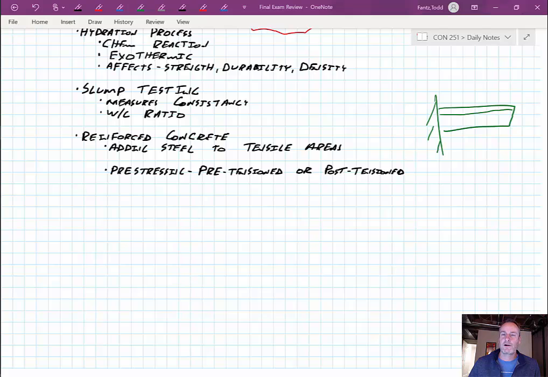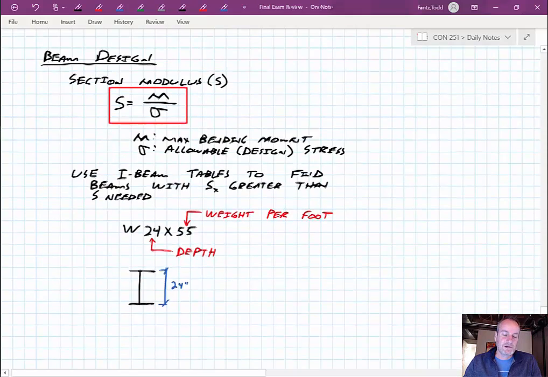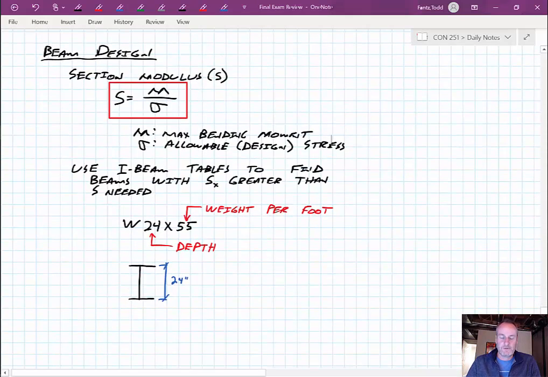So getting into more of the design aspects, we covered steel and concrete. Then we talked about beam design, in particular steel beam design. And to design beams, we came up with a new term. It was called a section modulus, a new variable, S. We said S was equal to the maximum moment, or whatever moment we're looking at, usually the maximum bending moment, divided by the allowable stress.